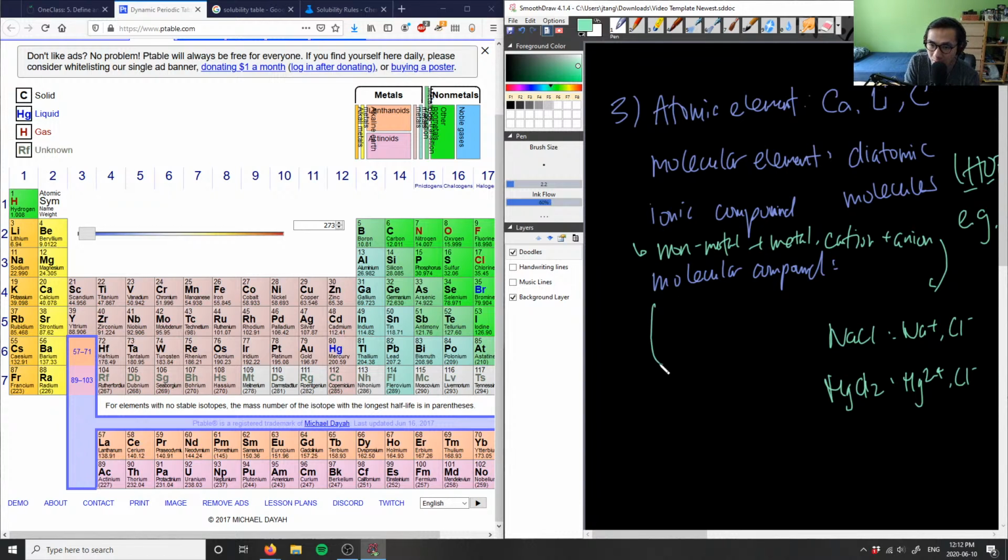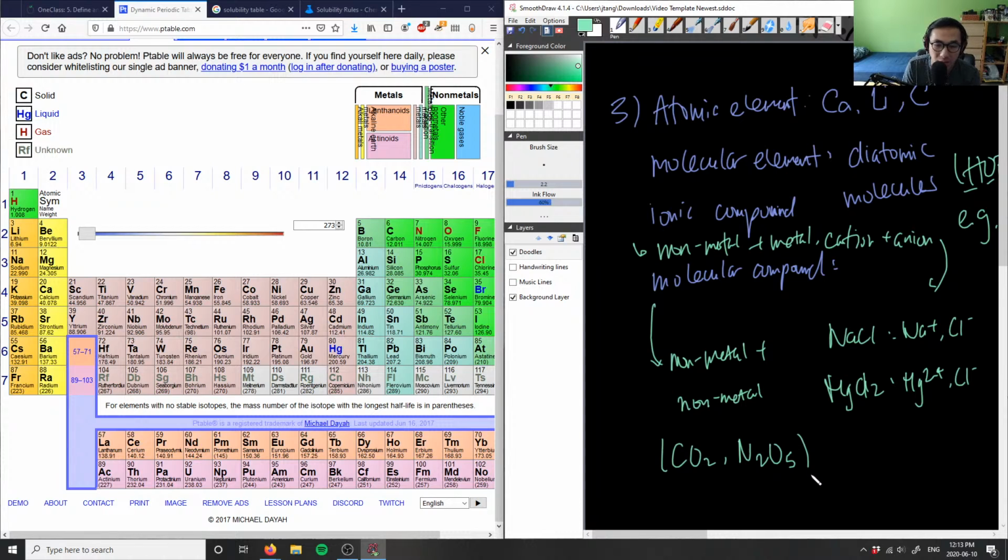And finally, in a molecular compound, these are typically a non-metal plus a non-metal. So for example, you have CO2, carbon dioxide. You would have something like, let me try to think of another one here.